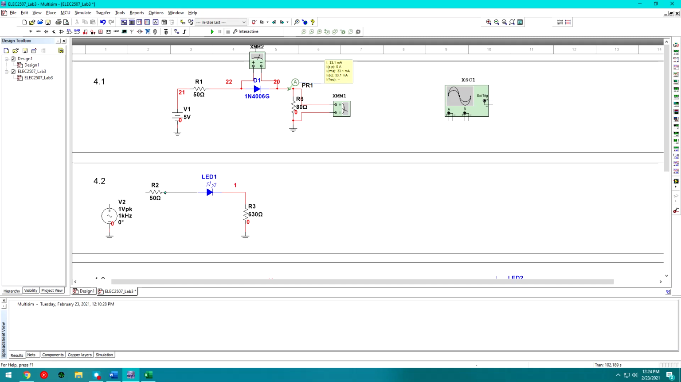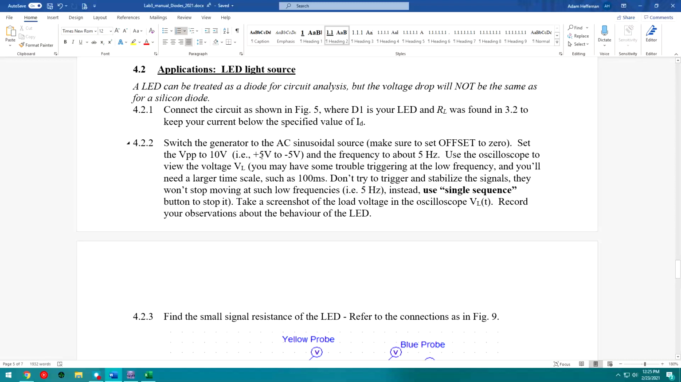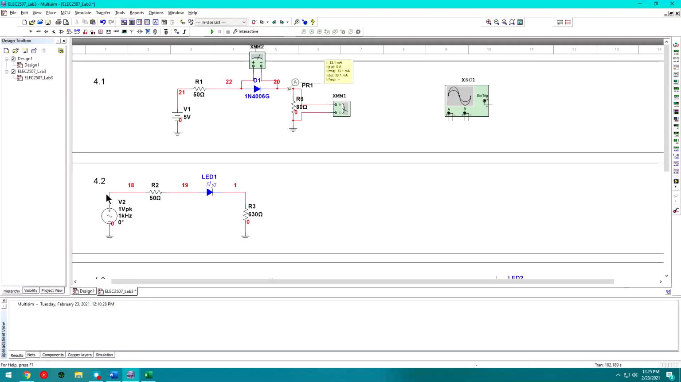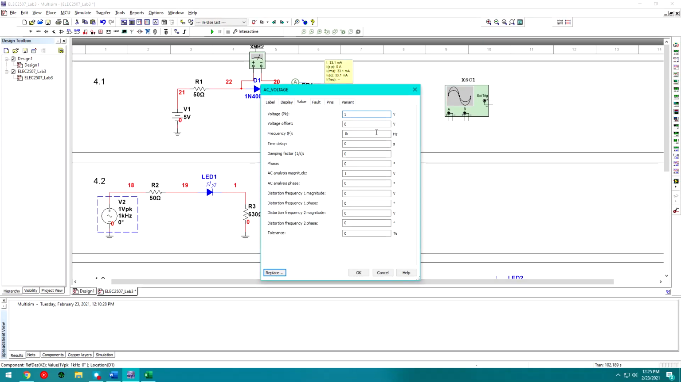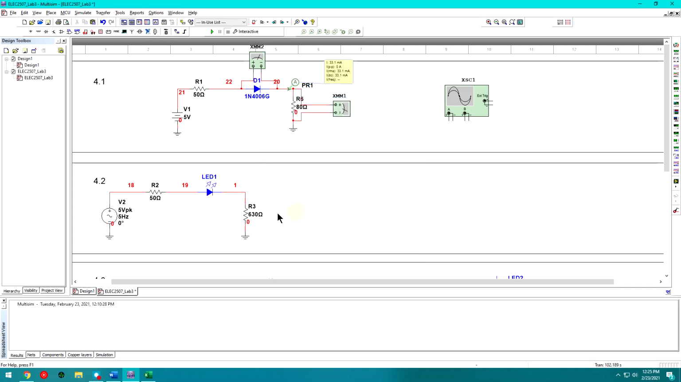And the way I did that was just basic loop analysis. So if we go back to the lab manual, it's asking for a 10 volt peak to peak signal. So 5 volt peak at 5 hertz. So if we go back in here, we can add 5 volt peak at 5 hertz. And then go ahead and add in an oscilloscope. We already have an oscilloscope block. Instead of using this one, why don't we just copy and paste it, and add it in to our diagram there.